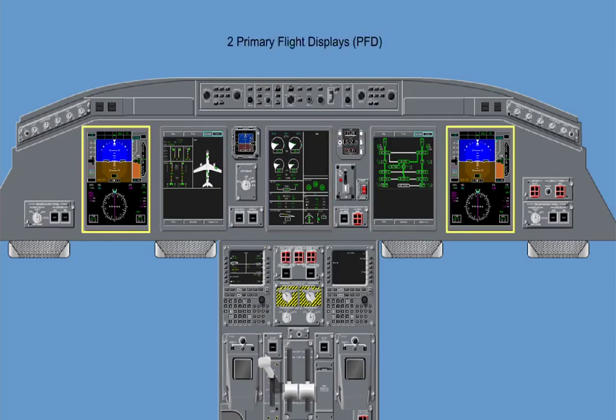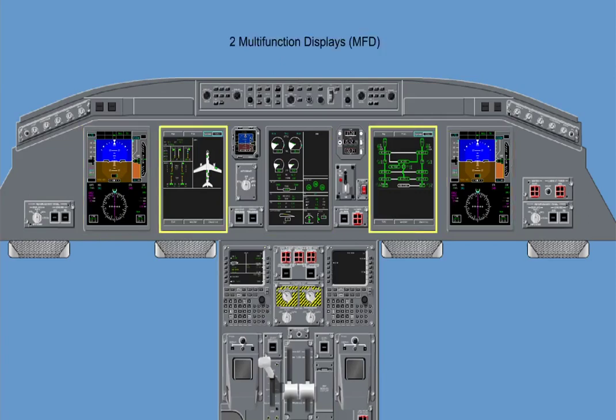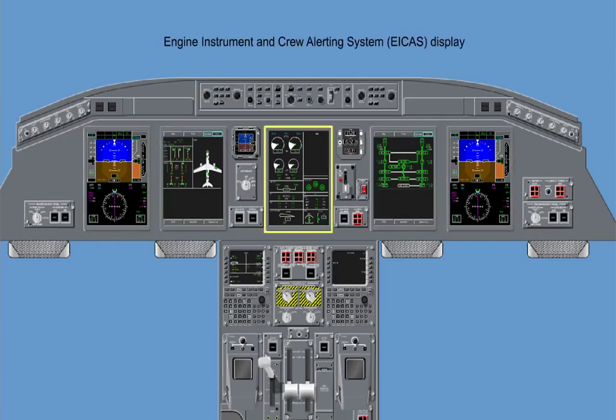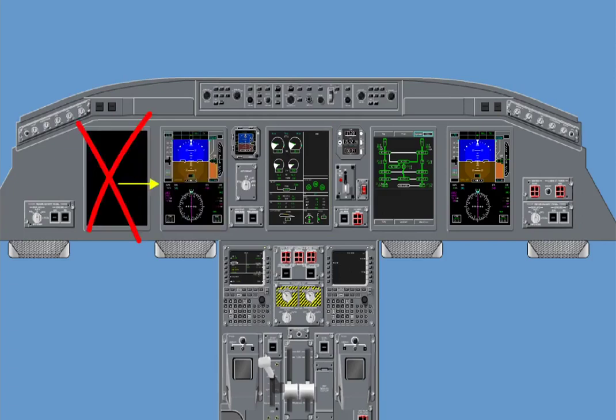There are 2 primary flight displays, PFDs, 2 multifunction displays, MFDs, and an engine instrument and crew alerting system, EICAS, display. The display units are identical. In case of failure of one display, an automatic logic transfer will allow its information to be presented in the remaining units.